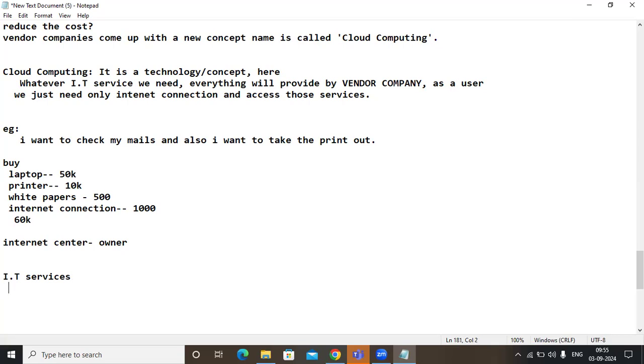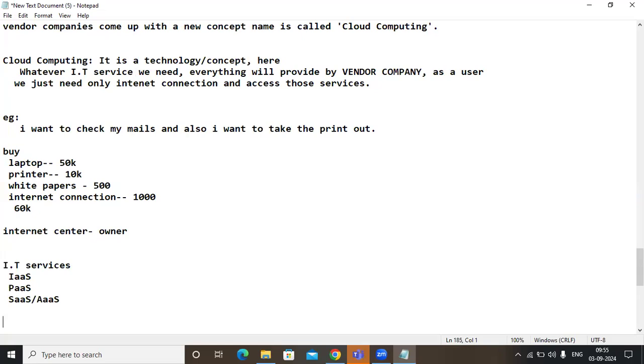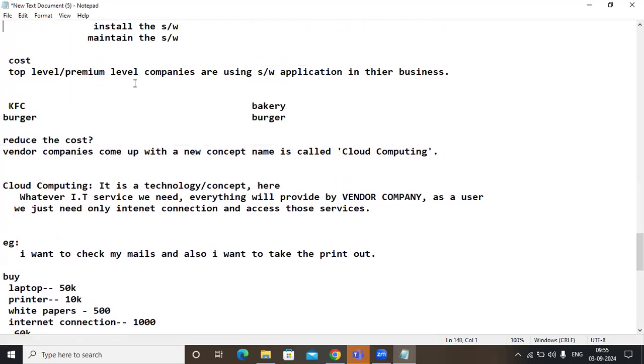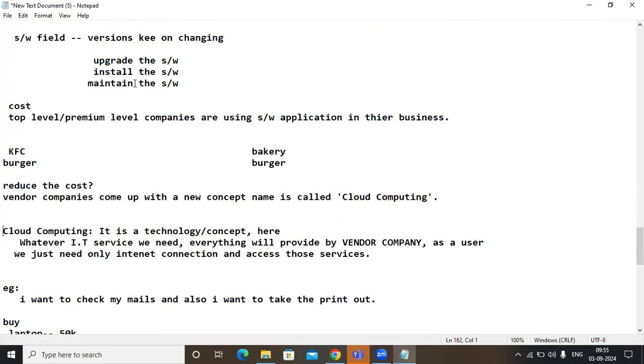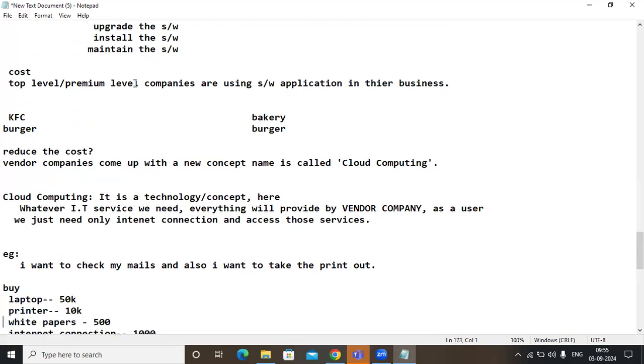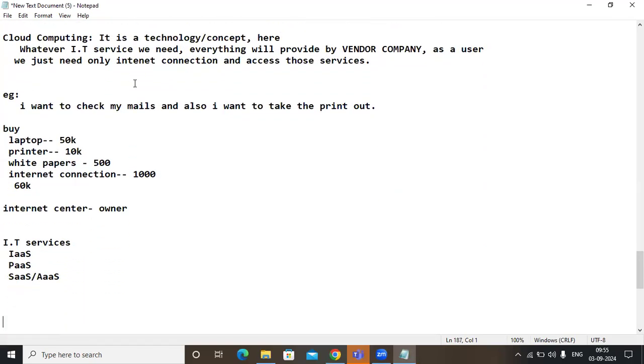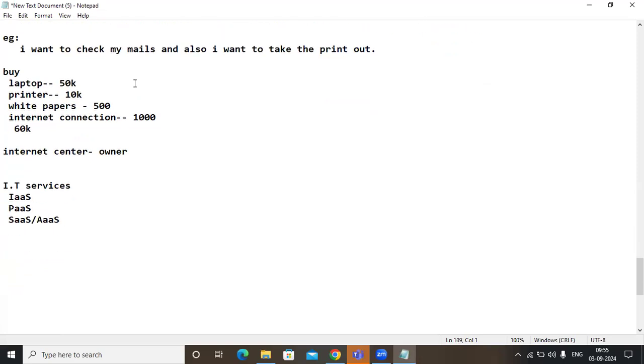There are three types of IT services provided by the vendor company. One is IaaS, PaaS, SaaS, or EaaS. Am I clear, all of you? So tomorrow's class we will discuss what cloud computing is. In today's session, we discussed the advantages and difficulties of using software applications, and that problem we can overcome by using cloud computing. So these are the three points in today's class we discussed.